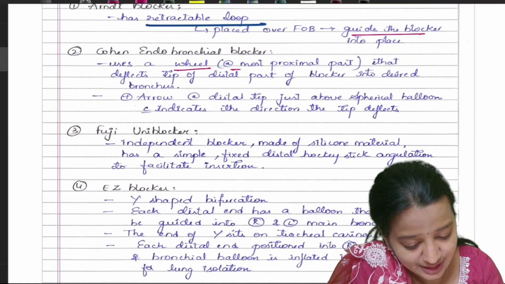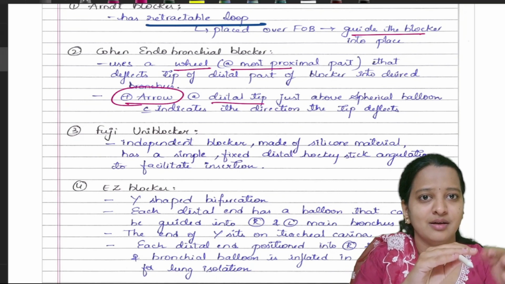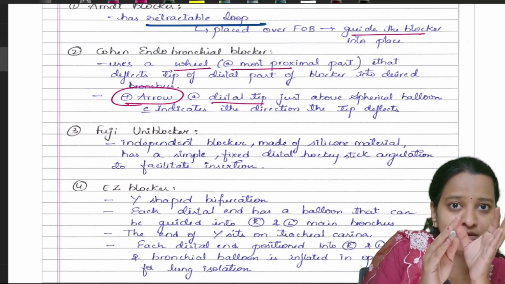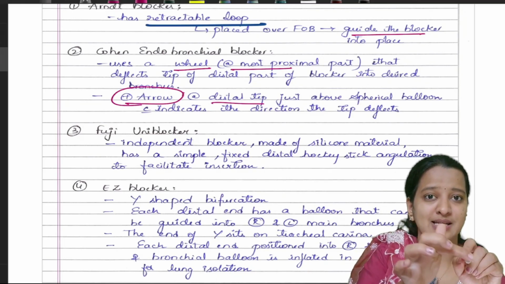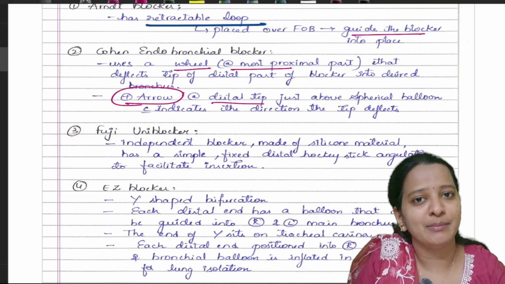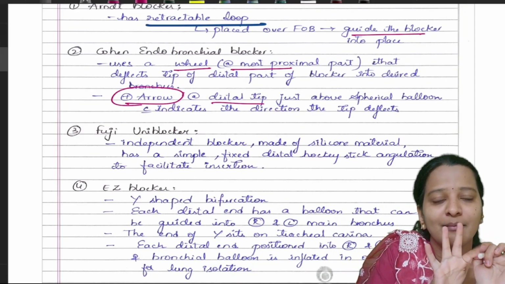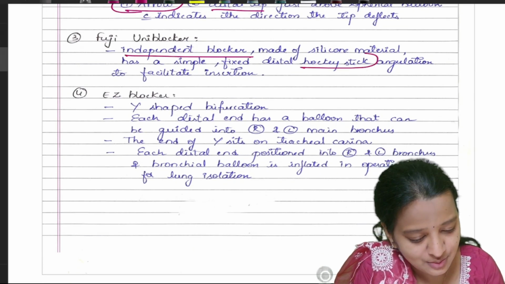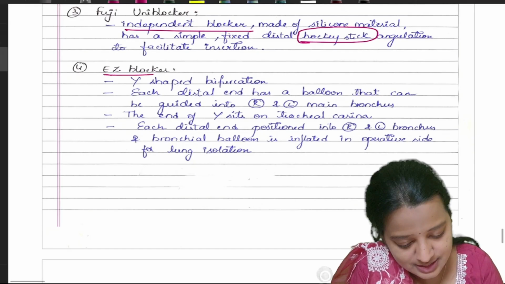Cohen. It has a wheel at the most proximal part and an arrow at the distal tip. That means if you see from this side, at the tip there will be a wheel, and at the balloon or the blocker cuff, there will be an arrow. So rather than remembering proximal and distal, remember it as at the tip and at the balloon or cuff. Coming to Fuji blocker, it is an independent blocker in the shape of a hockey stick angulation.